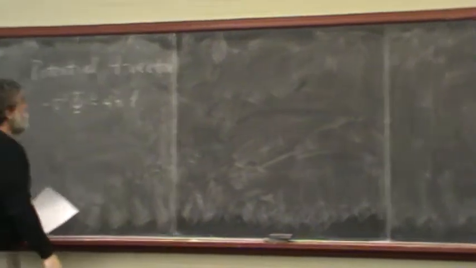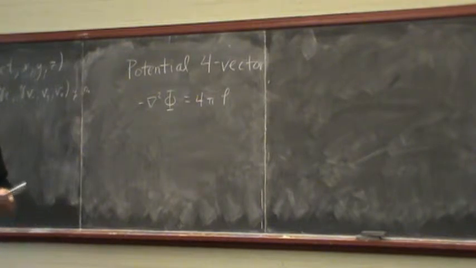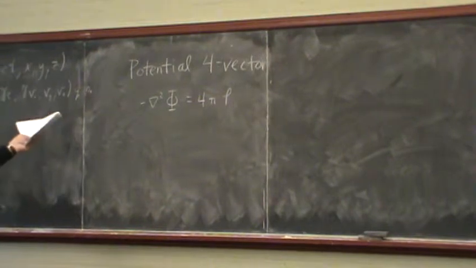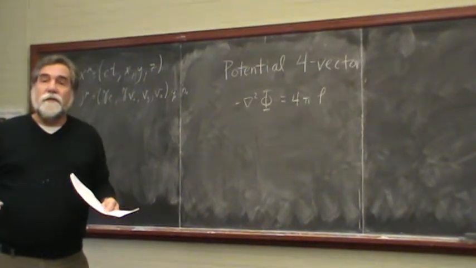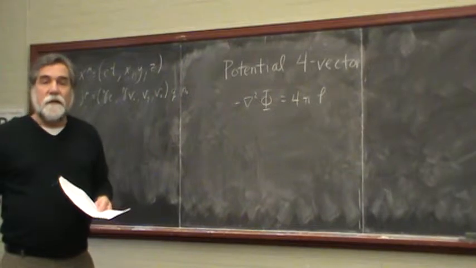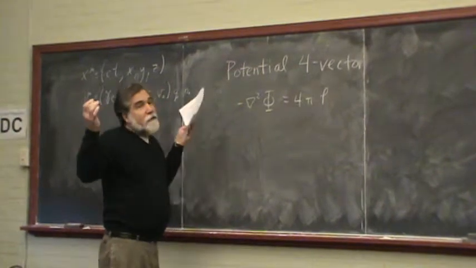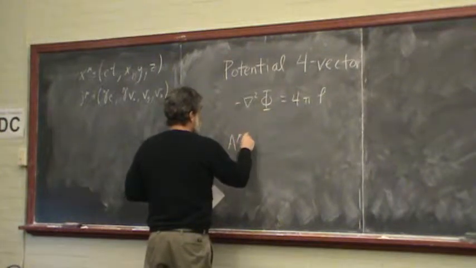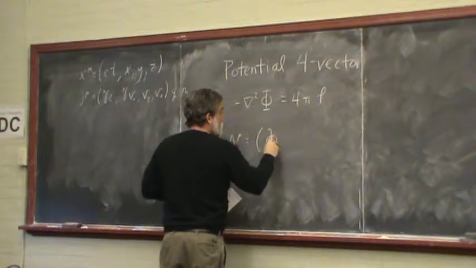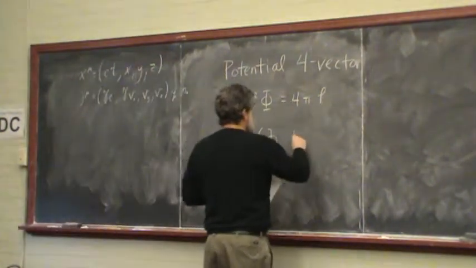So we want to construct what we're going to call the potential four-vector. It should satisfy Poisson's equation. I was going to say Laplace's equation, but no, Poisson's equation. And all the quantities should appropriately transform under Lorentz transformation. So I'm going to say I've got some four-vector, but I've got to figure out what the components are going to be. The first one I'm going to make the scalar potential, and the other ones I haven't defined yet.